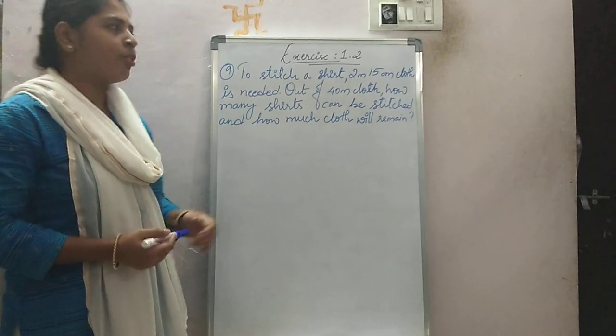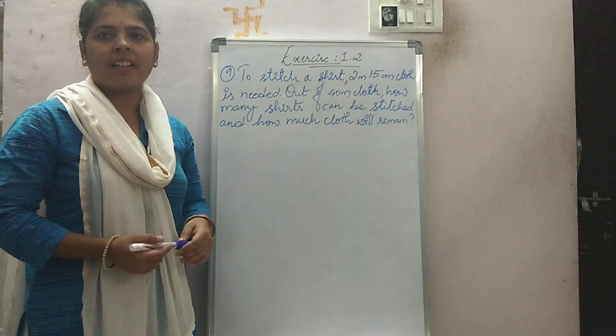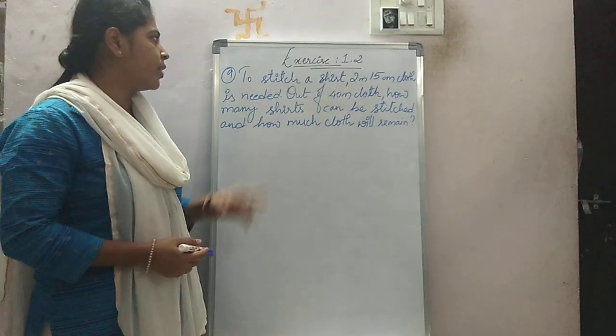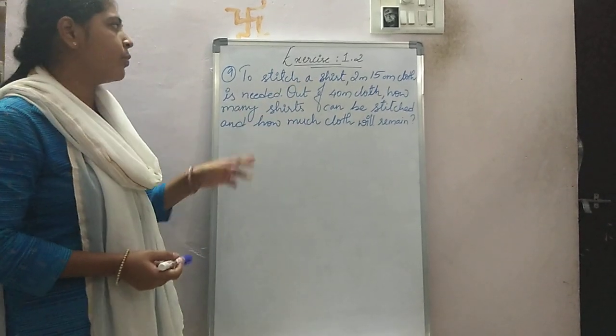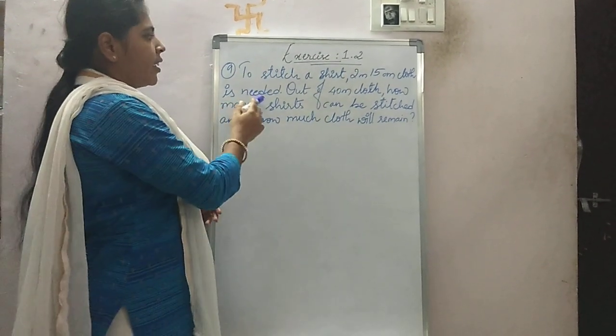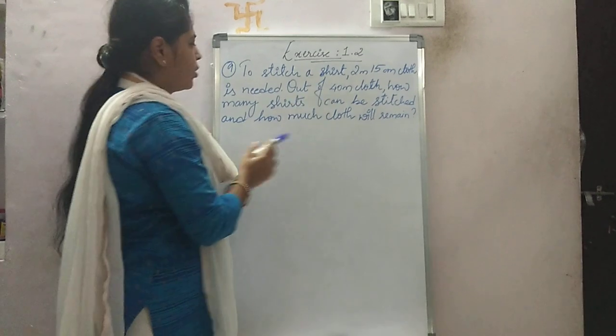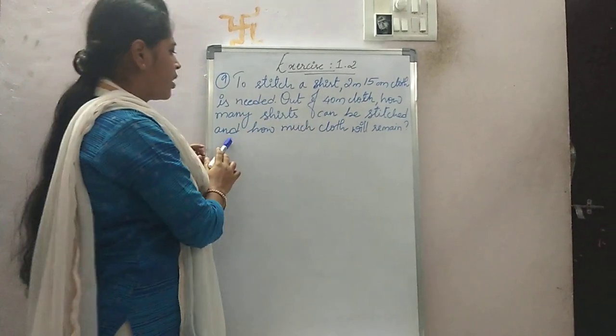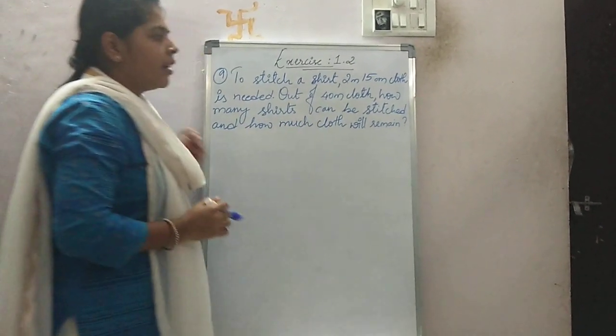Hello children, today as we already completed the 8 problems in exercise 1.2, the next problem we will see here now is the ninth one. To stitch a shirt, 2 meter 15 centimeter cloth is needed. Out of 40 meter cloth, how many shirts can be stitched and how much cloth will remain?